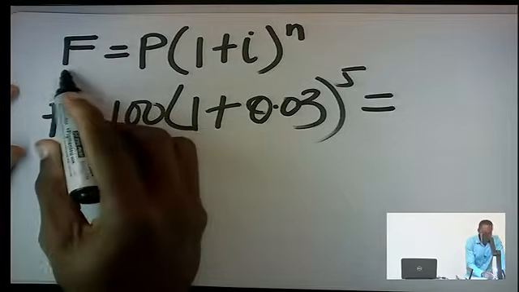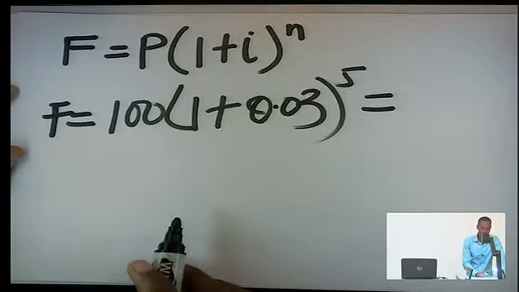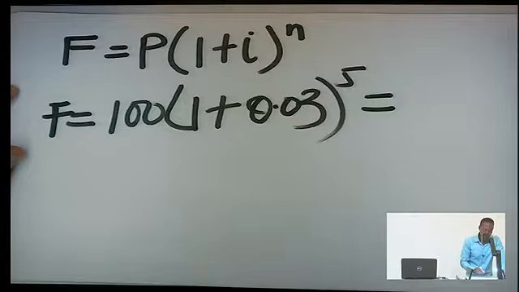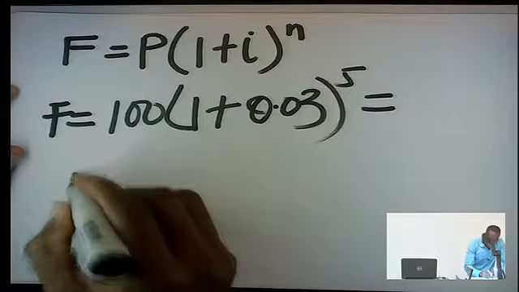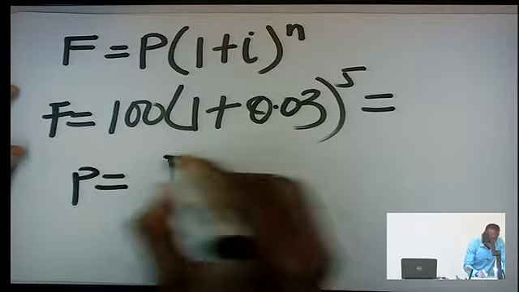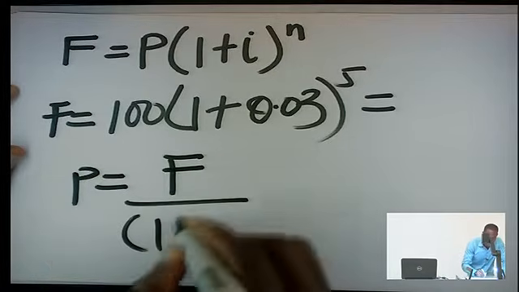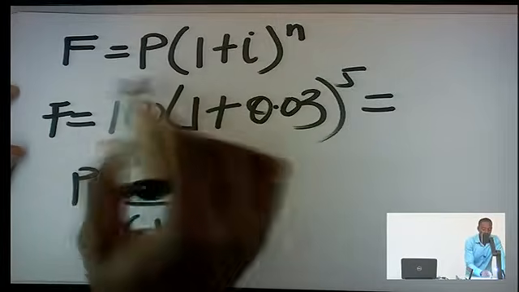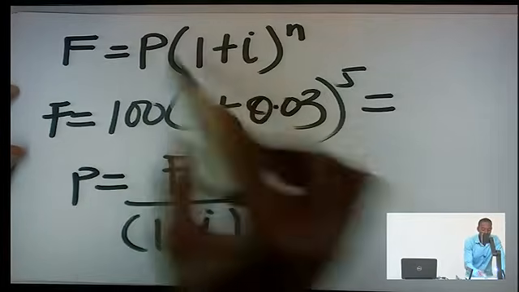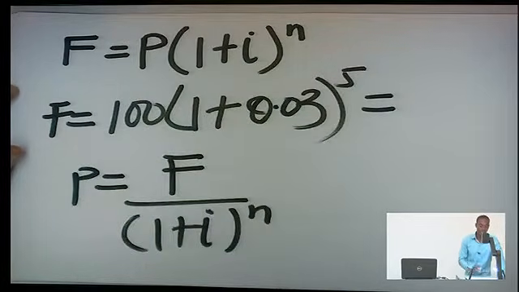So let's see. All I want to do is to make F the subject. Sorry, make P my subject. Now, I am interested in P. I know of my future sum. So my P will now tend to be what? F over 1 plus I to the power n. What did I do? All I'm interested in is to make P stand on its own. So I divide both sides by this entire expression, right? And so that gives me my P.